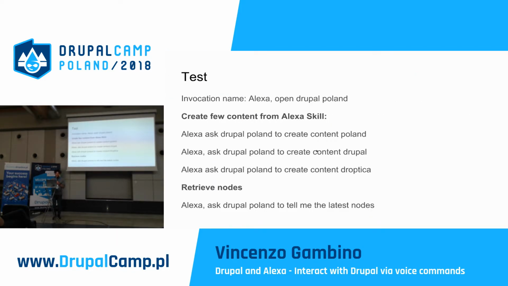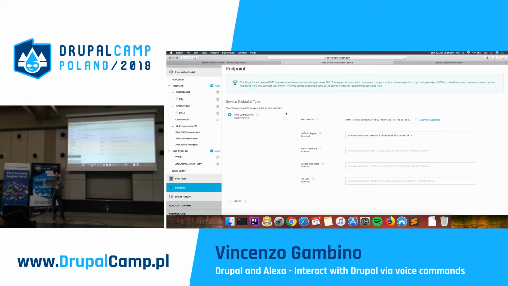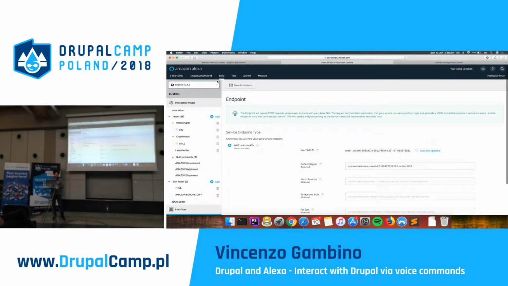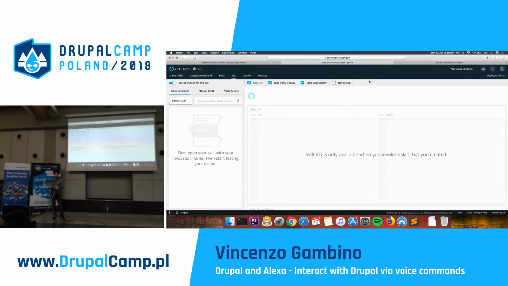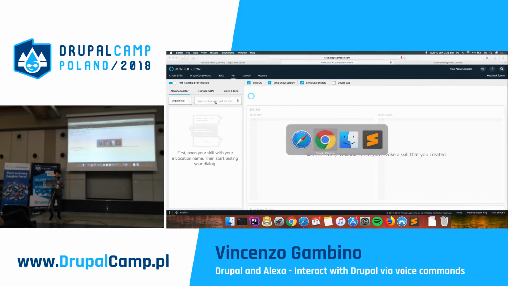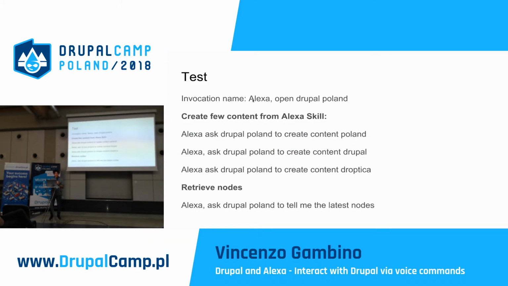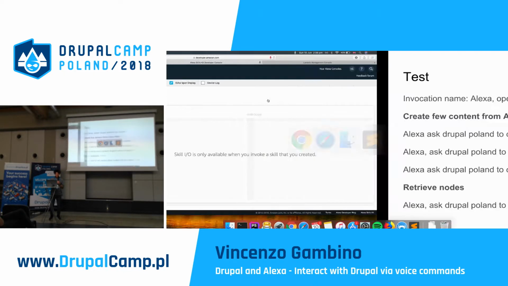Now, how do we test the Lambda function? We can test it from the Alexa skill itself. From here, we save it, and then we click on test. And here we can actually write the text. Now I'm going to see if we can hear the response back. We start the test with the invocation name, so we say open Drupal Poland. It assumes that we already said Alexa, in this case, for this test.